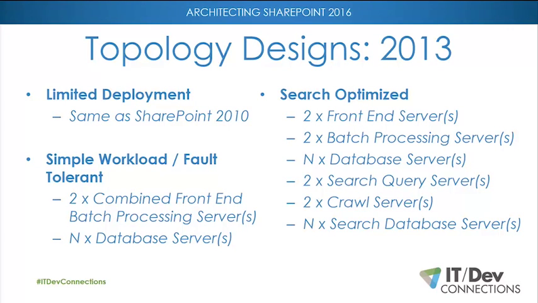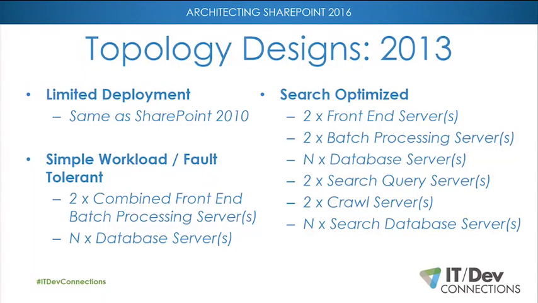Then we had the idea of search optimized, where you basically had, and this is important to understand, front-end servers, batch processing, search, query, crawl, and then the database servers. They started to define the different types of roles that a server should have. Did that actually mean anything? No. Well, it did because you designated it in the install, didn't you? You went in the install and said, that's a search server. What did it do? Nothing. It installed everything the same as if you'd selected it as a front-end server.